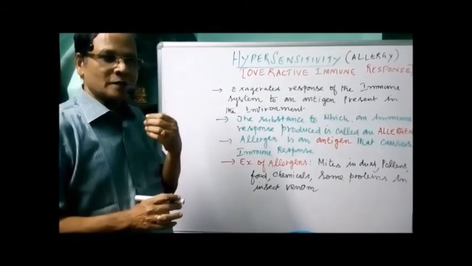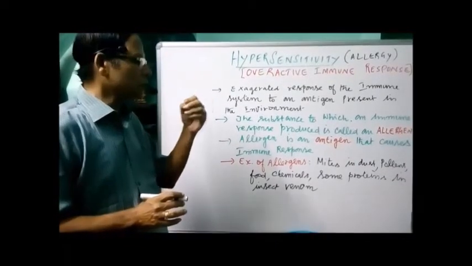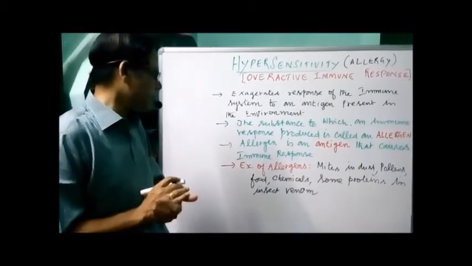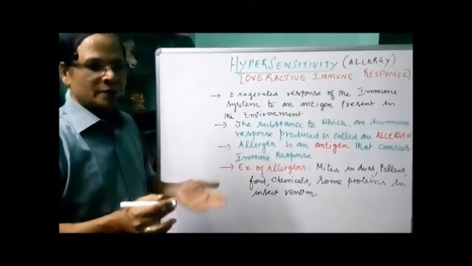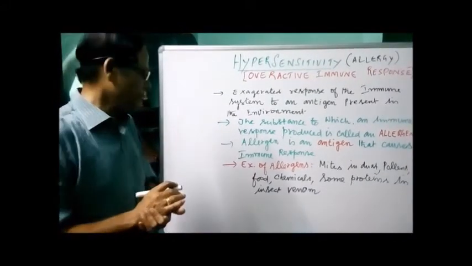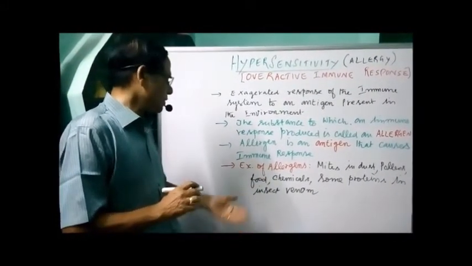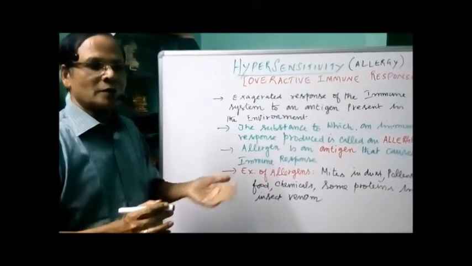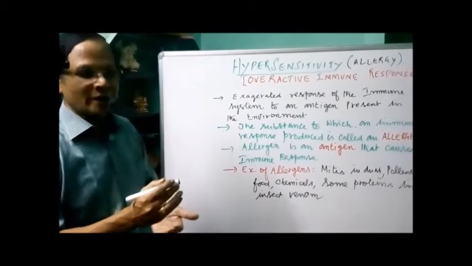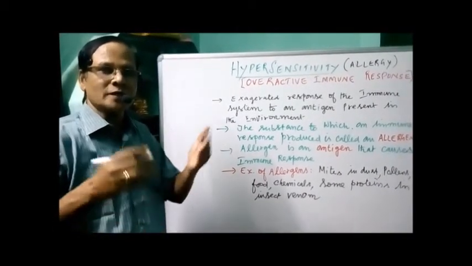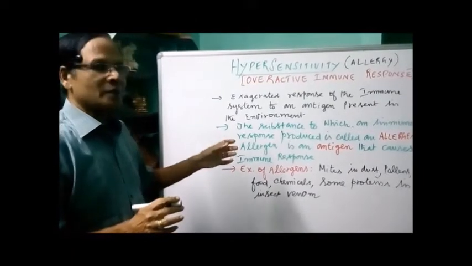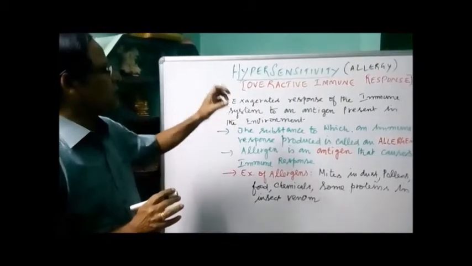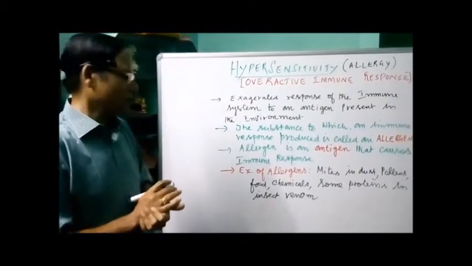While we are just inhaling it, it causes a kind of shock, anaphylactic shock. Even death can occur while inhaling pollen grains. Food, any substance that is not accepted by the body, then chemicals, some proteins, insect venom. Once you are bitten by an insect, for example a honeybee, you can see inflammatory reactions, the redness, swelling, etc. All are allergic reactions, otherwise called inflammatory reactions. So allergy always results in inflammatory reactions.